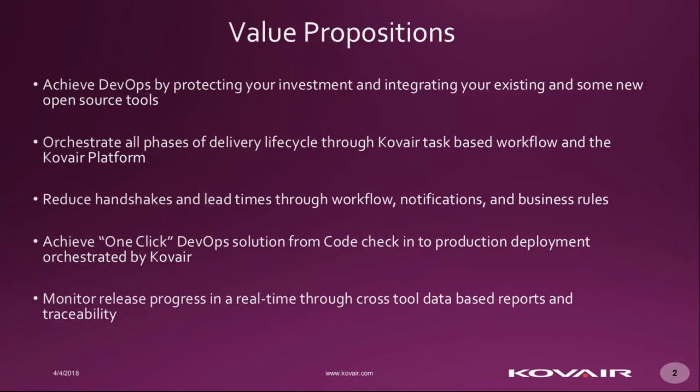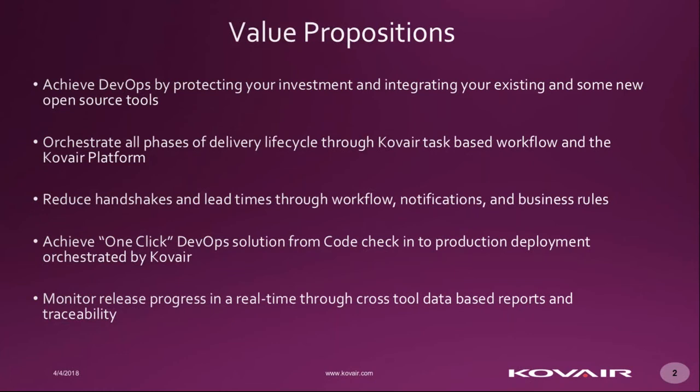Fourthly, you can achieve a one-click DevOps solution right from code check-in to production deployment. So, once the developer checks in his code to the source control, the Kovair workflow engine, without any manual handoffs, fully manages the execution of the staging and production pipelines, which involves jobs like the build by Jenkins, deployment by Chef, and test automation by Selenium. Based on the results received in the staging environment, the workflow intelligently decides whether or not to execute the production pipeline.